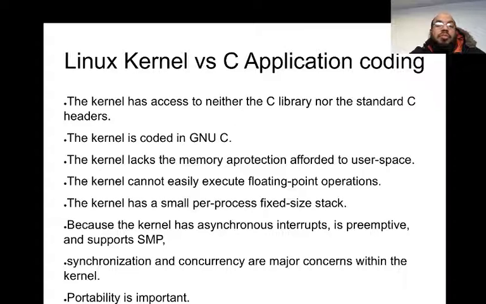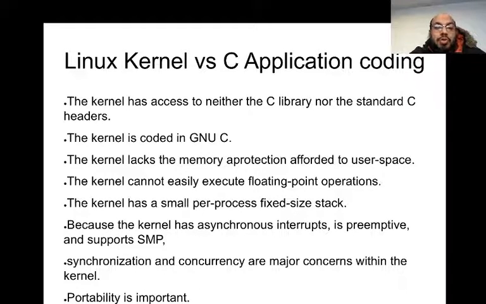You have a small per-process fixed size stack for each kernel process, because the kernel itself will have multiple processes running. So you have a process for the network, a process for memory management, and so on. So you have a small per-process fixed size stack. It does not change. It's different from the user space.